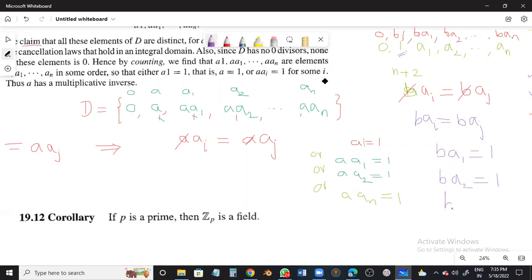पर b क्या था, b was one of the elements. b नॉन जीरो एलिमेंट था इसमें से. मतलब every non-zero element has an inverse. मतलब this set is nothing but a field. This ring is nothing but a field. Followed me?